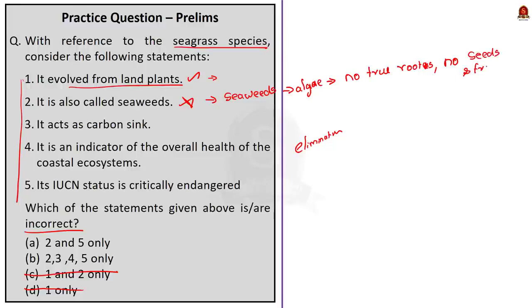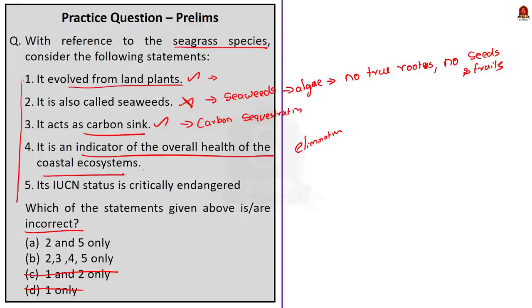It acts as a carbon sink. This statement is correct because seagrass has a capacity to sequester carbon dioxide from the atmosphere. So it can act as a carbon sink. Now let us take up the fourth statement. It is an indicator of the overall health of the coastal ecosystem.